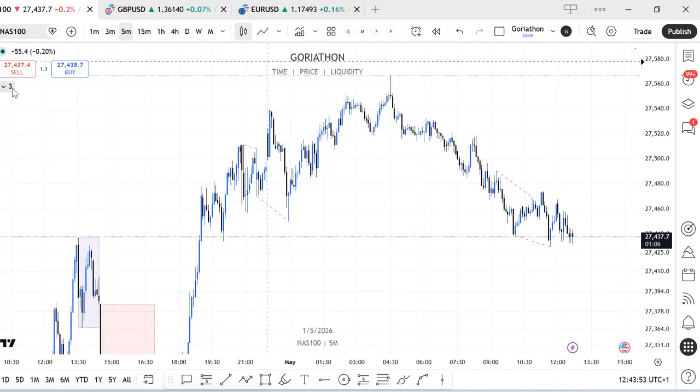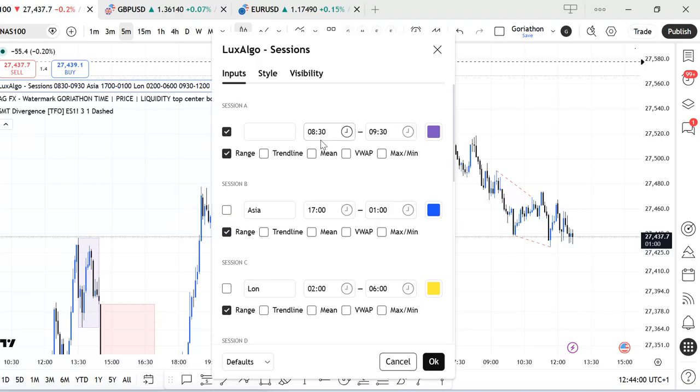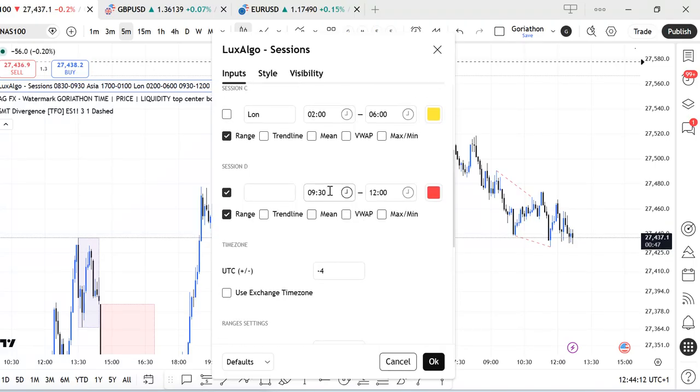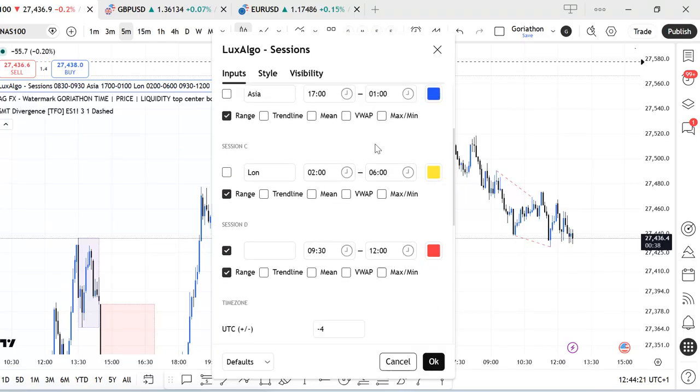Same three indicators. So you got Lux Algo session, and I've got only one over here, right? What you do is you put the purple one, that's for 8:30 to 9:30. You mark that range, and you don't need the Asia one, you don't need the London one, and you mark another one from 9:30 to 12. So that's up to New York lunchtime. I hope you understand. So 8:30 to 9:30, and then 9:30 to 12.